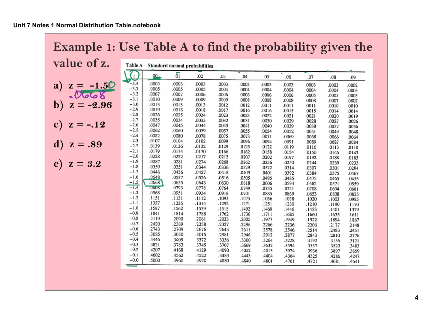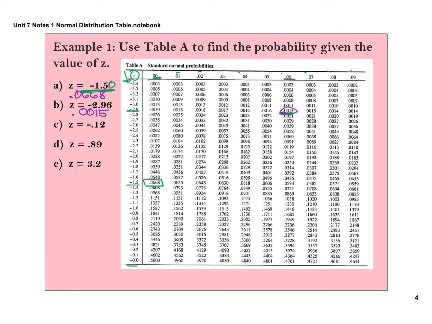Negative 2.96. Let's look at negative 2.96. So negative 2.96 means I need to go to the negative 2.9 row, but then I need to come out to the 0.06 column. So my probability is this one right here. Okay, so that means this probability is 0.0015.